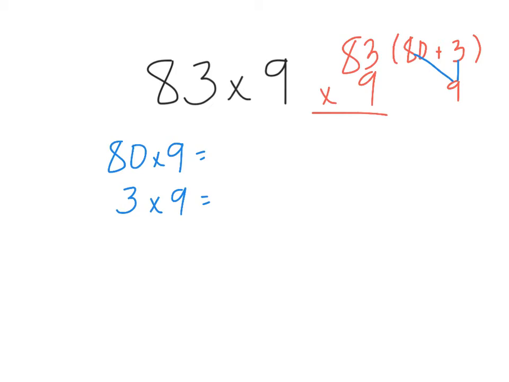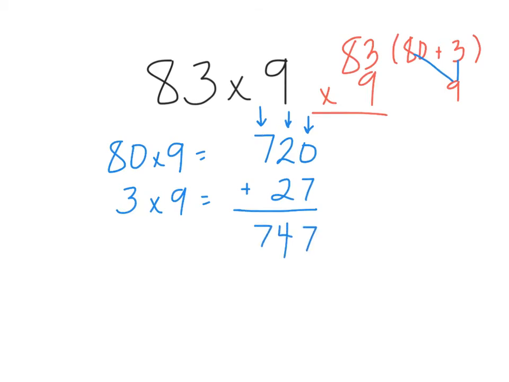So again, I solved this. 80 times 9 is 720, and 3 times 9 is 27. Notice I keep everything lined up. My ones are all in the ones column, my tens are all together, and my 100 is right there. And now I add them together. And I again get 747. And here I'm just writing the numbers. So we're going to practice this way. And I'm going to show you how to do this way.